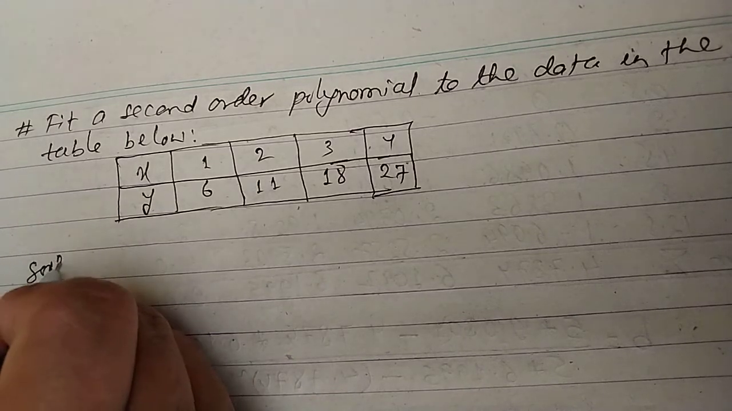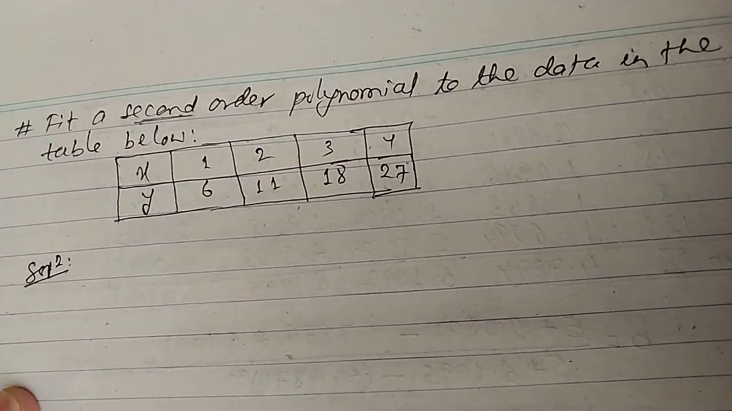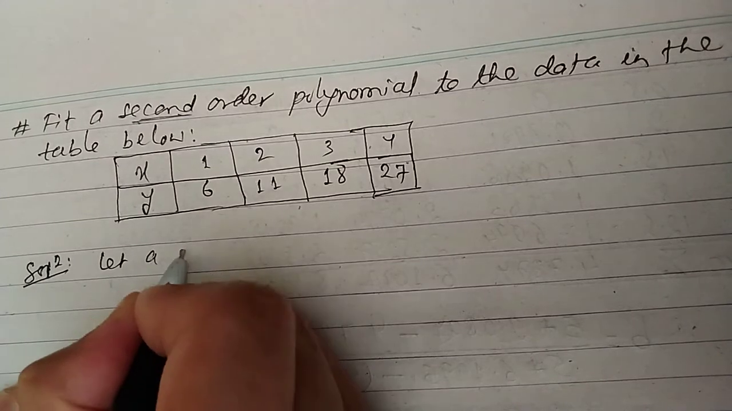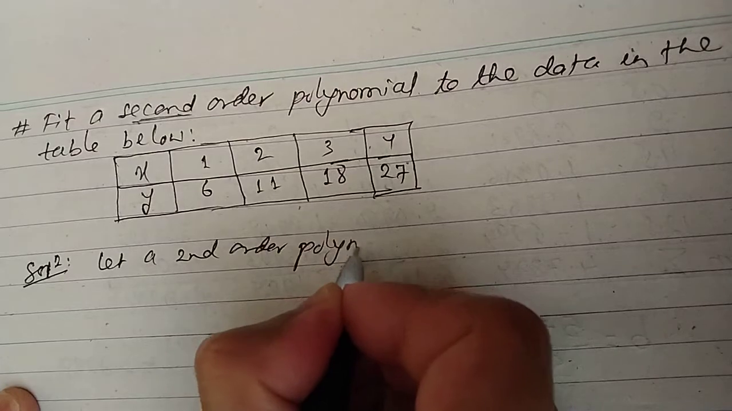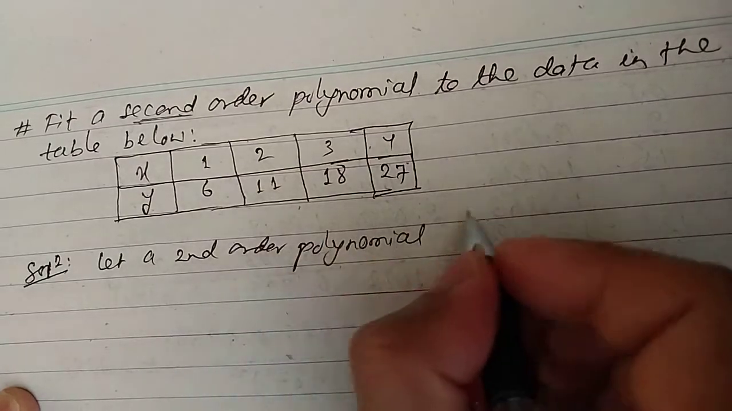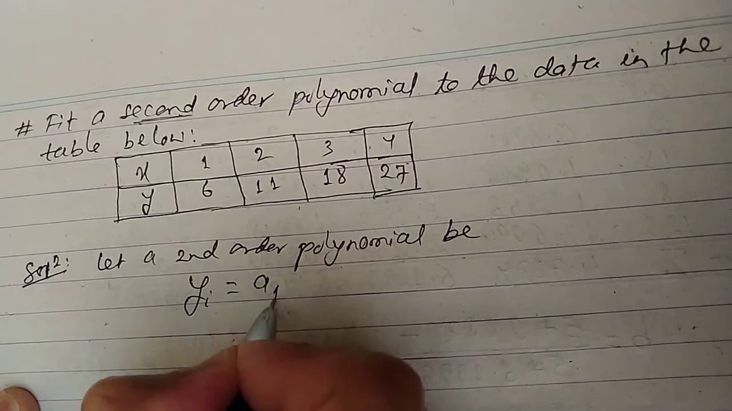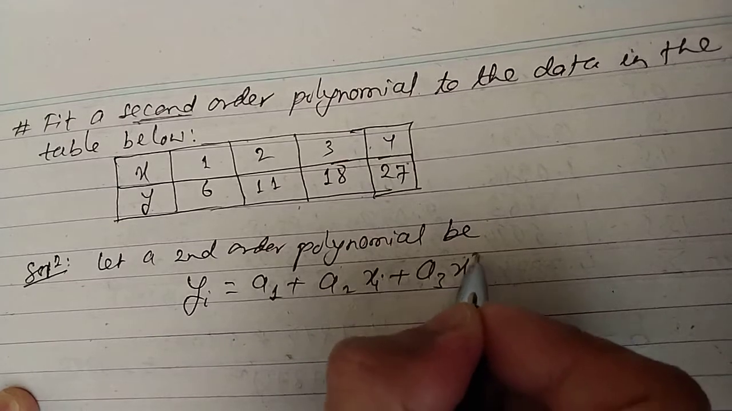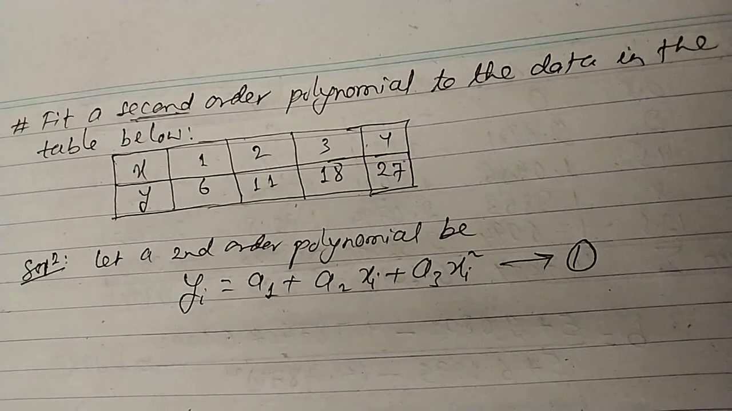So based on this table we need to fit a polynomial of order 2. So what will be our second order polynomial? Let a second order polynomial be yi equals a1 plus a2 xi plus a3 xi square. This is a second order polynomial, and it terminates here.